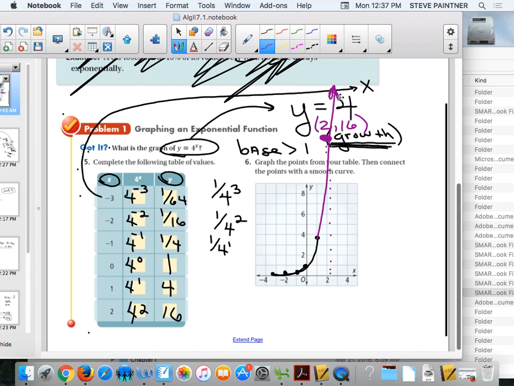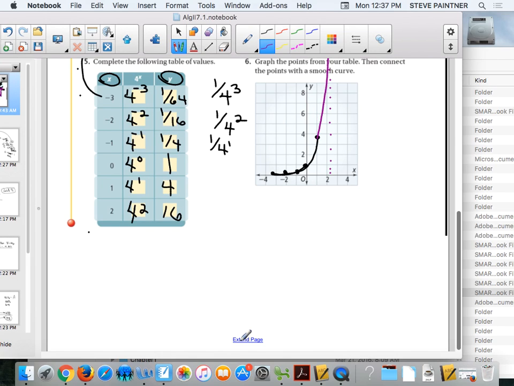Here's my question. What's it do on the backside, back here? Oh, it just goes straight. Well, because the number's going to be so small that it's basically on the x-axis. Yeah, he says basically it's on the x-axis. Here's my next question. Does it ever go below the x-axis? No. Now, guys, I can prove it to you.